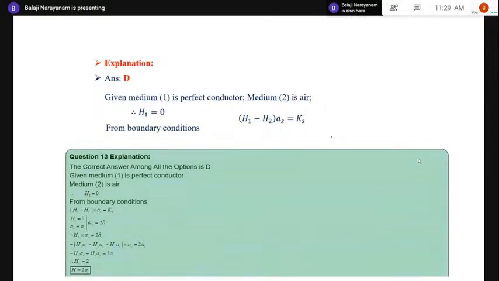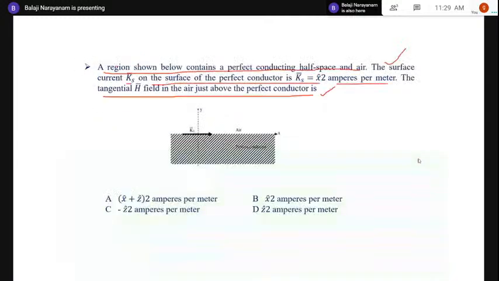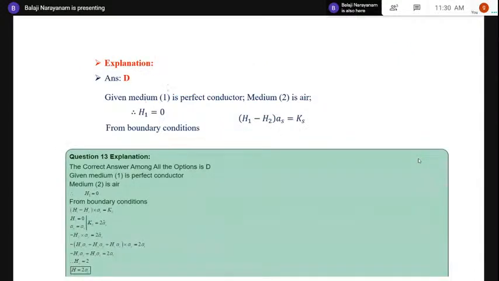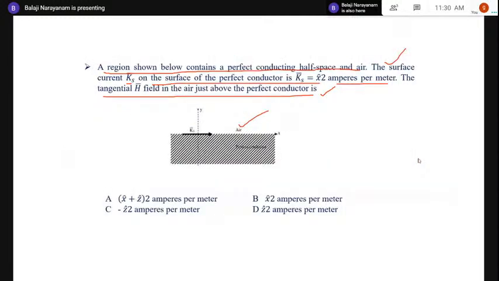So now you need to apply the concept of boundary conditions, particularly for this one. So what is given? There are two mediums. Observe in the diagram itself, air is one medium, and perfect conductor is another medium. This is your perfect conducting medium, air is another medium, and your Ks bar is shown here. So now the question comes, how should I know I have to apply boundary conditions?